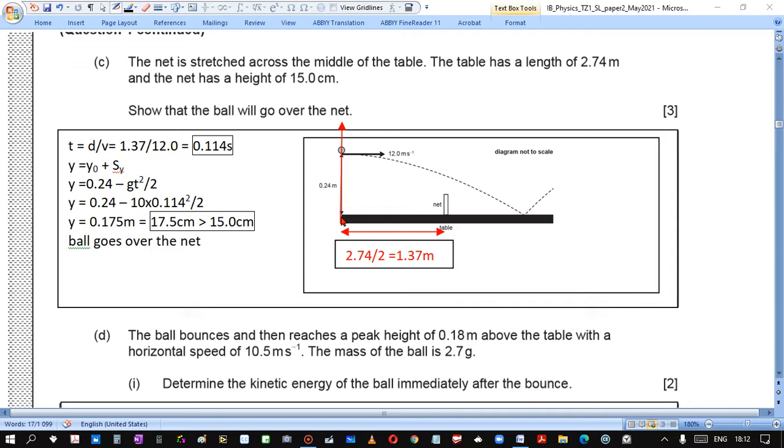If we send the y-axis upward and start from the table, so from the surface of the table 0, then the initial coordinate is the height 0.24, and it will be decreased by displacement. Displacement is given by g t squared over 2. So we put in the value g equals 10, and we get the value 17.45 centimeters. It is greater than 15 centimeters, so the ball goes over the net.